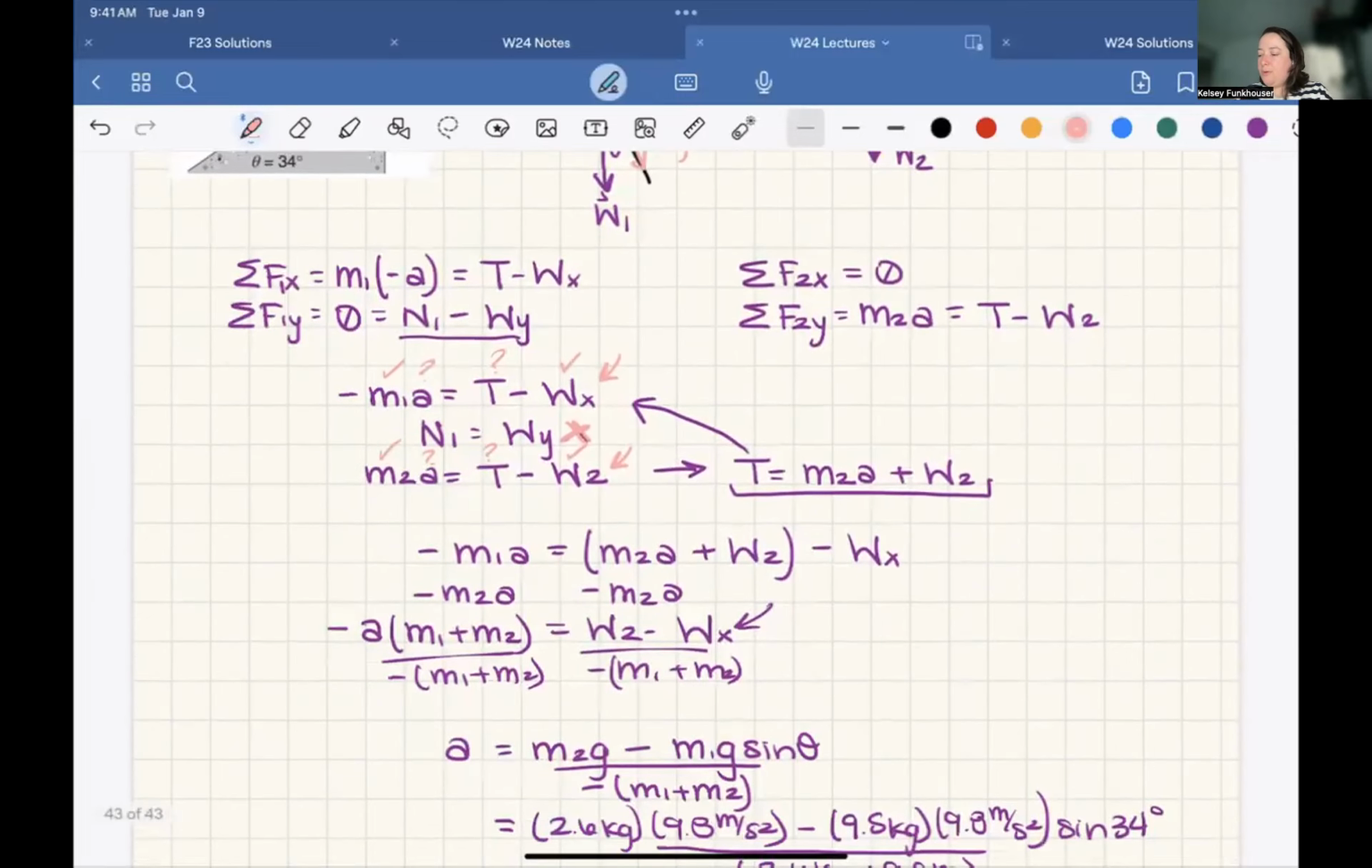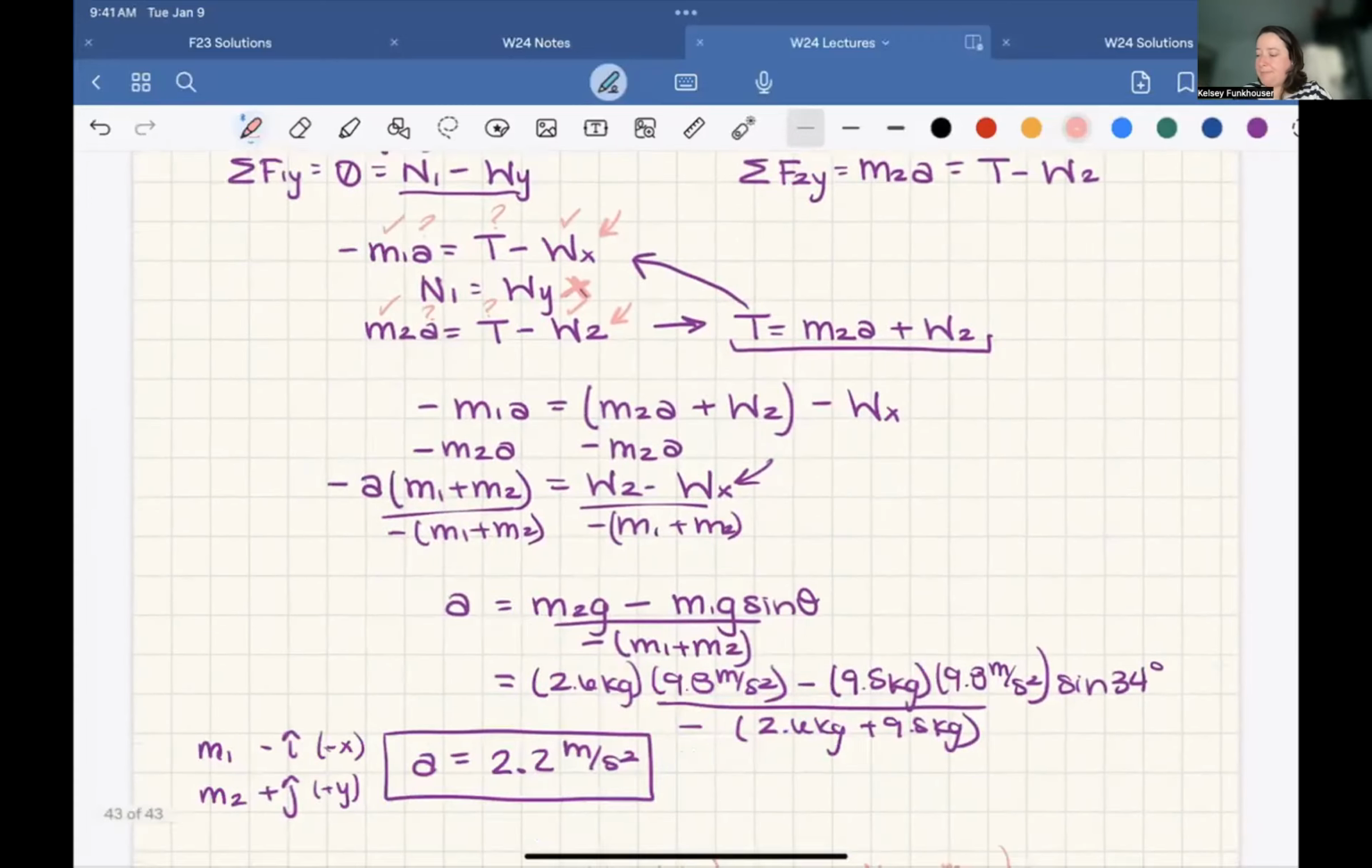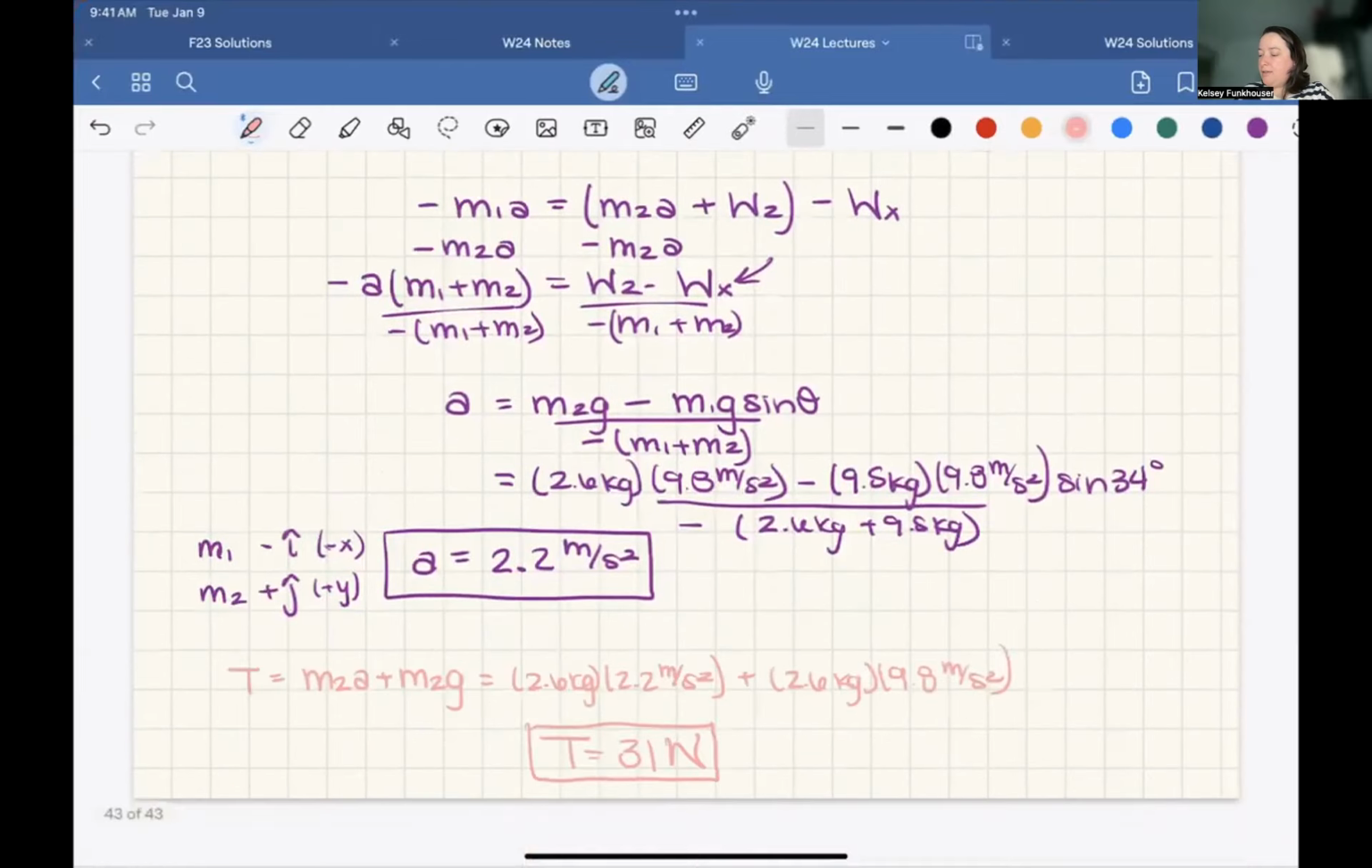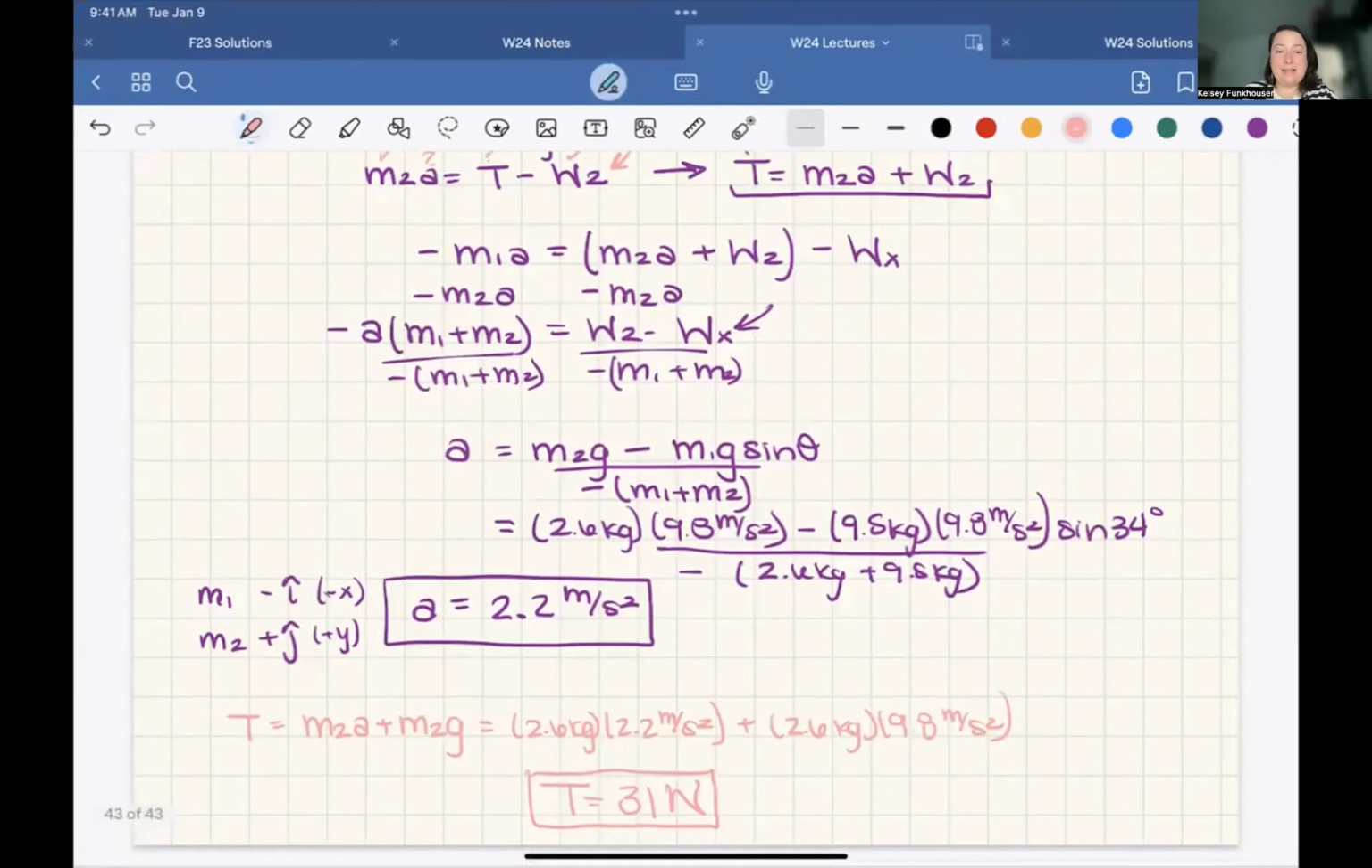We found that we had 2 equations. Well, we had 3 equations, but one of them didn't have anything we needed in it. So 2 relevant equations and 2 things we didn't know. So we just picked one of them and solved for one of the variables, and that was tension in this case. And then we plugged tension into the other equation so that we only had acceleration in the equation. We solved for acceleration, and then we plugged acceleration back into that tension equation and got the tension.